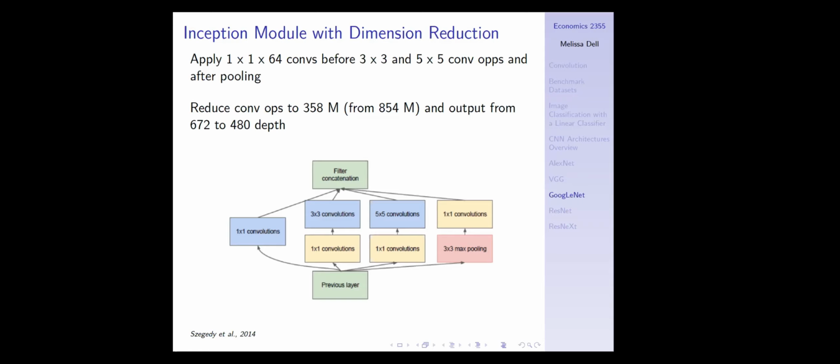And so when you put it after pooling, it's helping you to keep the depth of your output manageable. And when you have it before the convolutional layers, it's just reducing the number of convolutions that you have to compute. And this can be engineered to get this thing down into a range where, with current technology, it can actually be estimated.